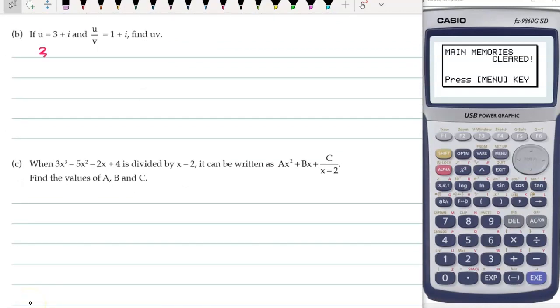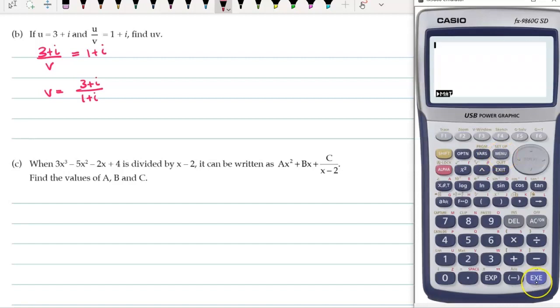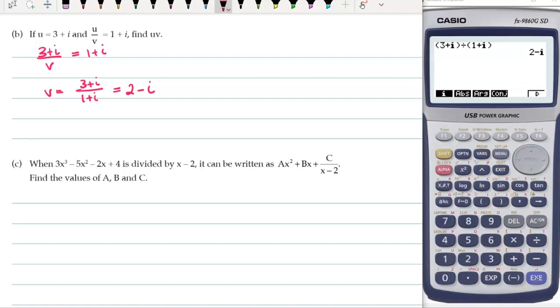For part B, we have 3 plus i divided by v is equal to 1 plus i. So v would be equal to 3 plus i divided by 1 plus i, which we can do on the calculator. So let's pop that in. 3 plus, let's get our complex stuff up. Here we go. 3 plus i divided by 1 plus i is equal to 2 minus i.